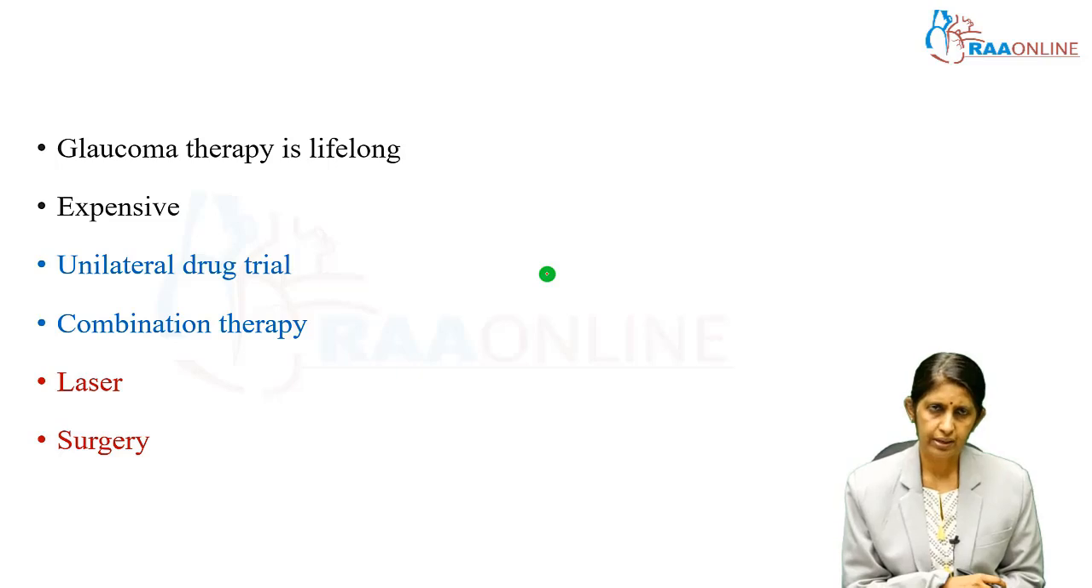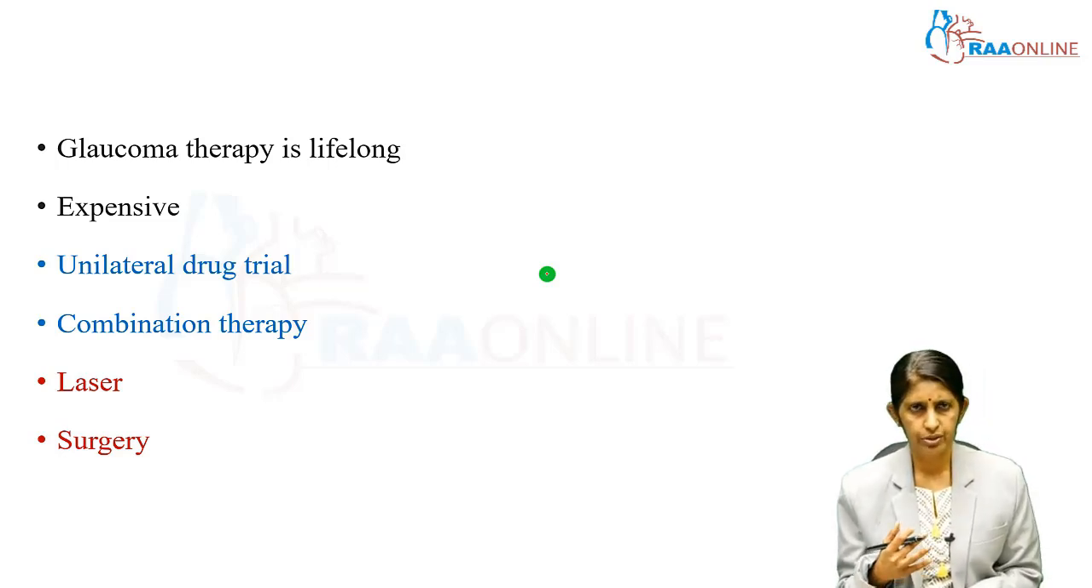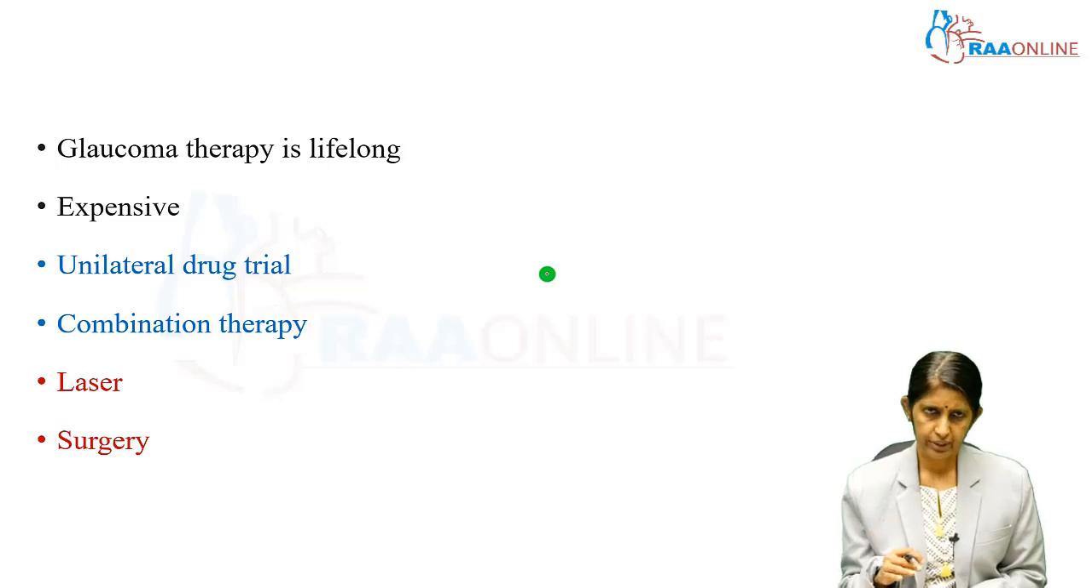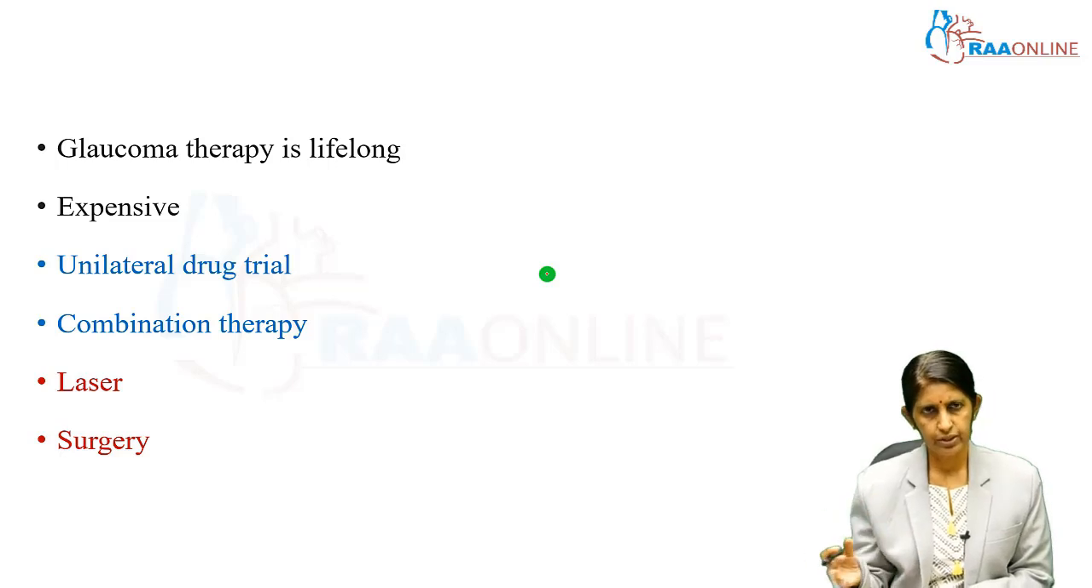So usually we start the patient on a unilateral drug trial, and we call them back after about 2 to 3 weeks and assess based on the intraocular pressures. We know whether the patient is compliant and responding, and then if we feel that he is not responding, we can add another drug. So we call that a combination therapy, and then we try the same thing, and then we extend it to the other eye.